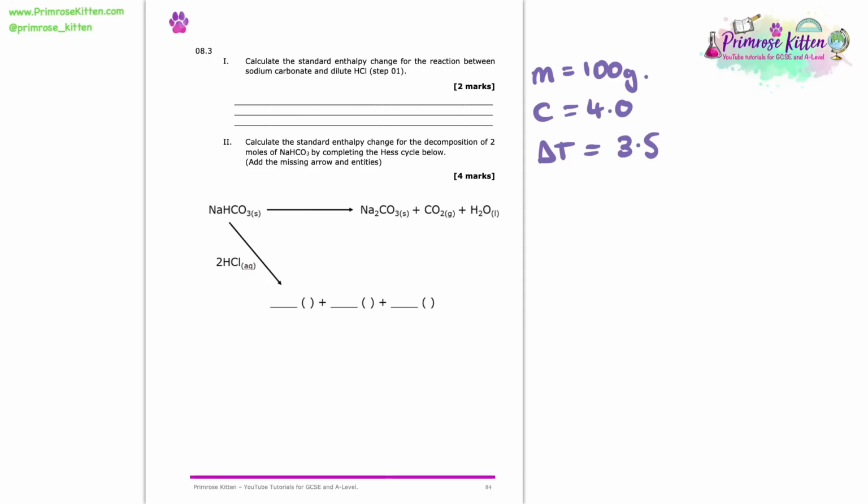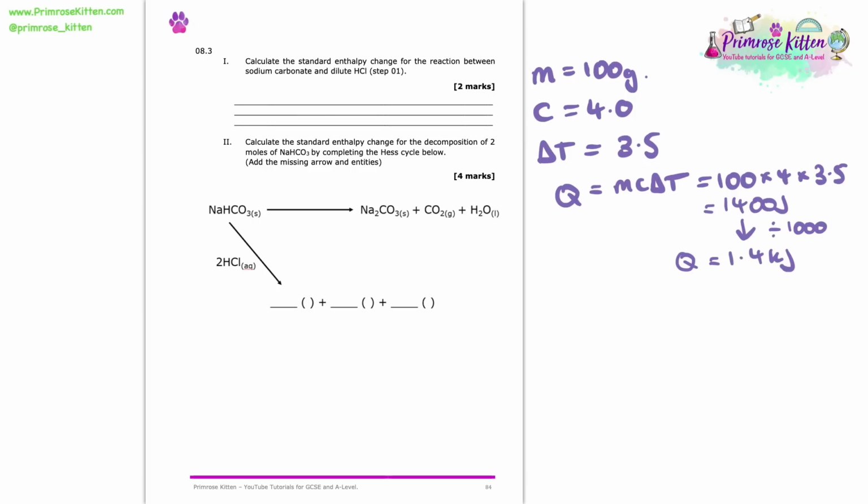We're told to use C equals 4.0, and we're told that the change in temperature is equal to 3.5 degrees C. So using these values, we can get that Q equals mc delta T, which is 100 times by 4 times by 3.5. And that gives us 1,400 joules, which we can convert to kilojoules simply by dividing by 1,000. So we know that Q is equal to 1.4 kilojoules. So now to get the actual enthalpy change, we need to do Q divided by n. So that is 1.4 divided by 0.04 in this case. And that gives us 35 kilojoules per mole.